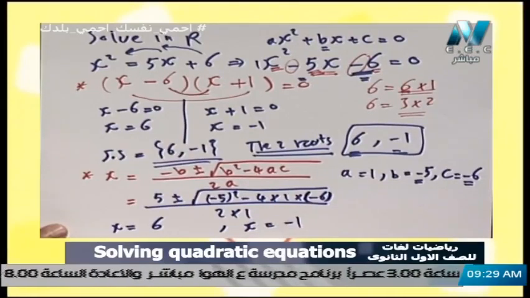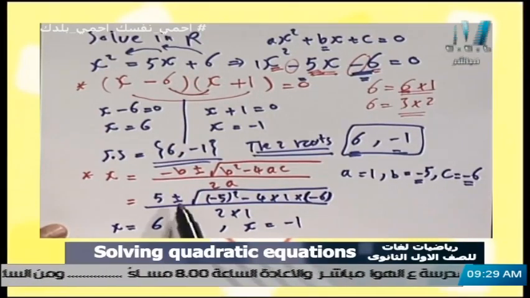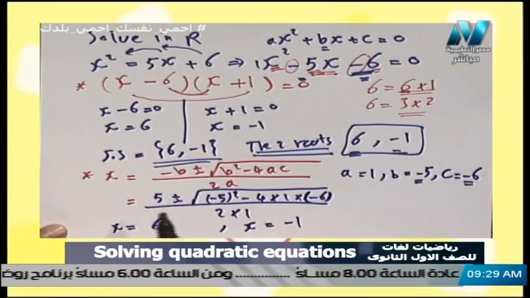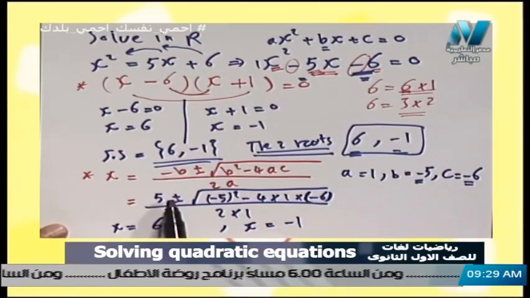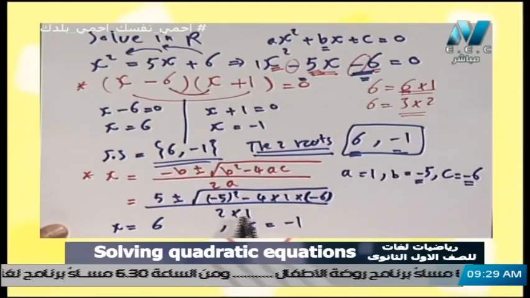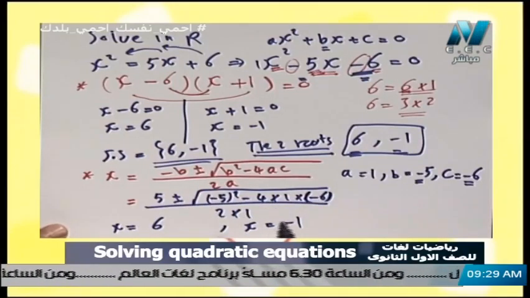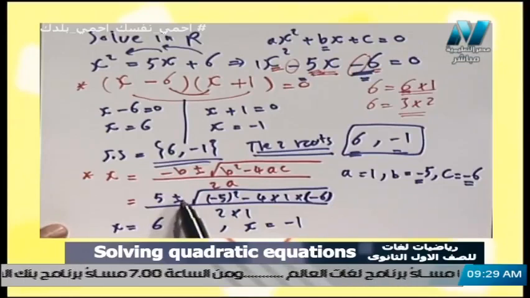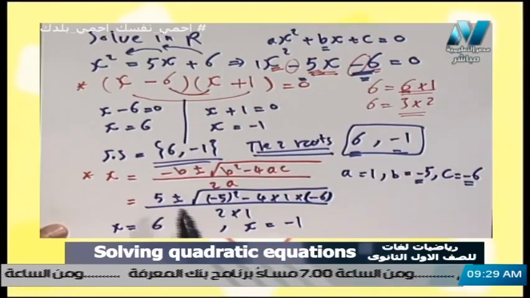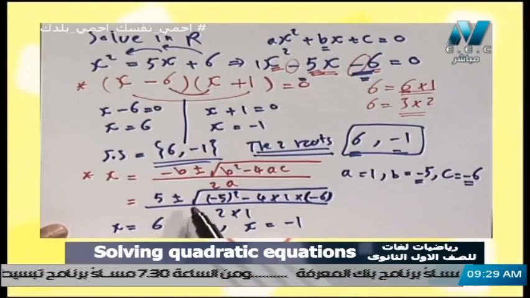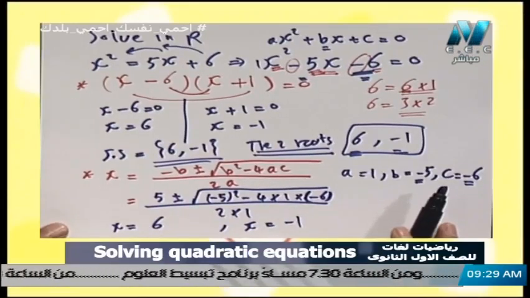equals negative 1. Why two solutions? Because we have here positive or negative, as we said. We put in the calculator negative 5 plus square root over 2 times 1 the first time, and we go back again, delete plus, put minus to have the second solution. So the answer will be here 6 and negative 1, and solution set will be 6 and negative 1, and the two roots are 6 and negative 1.